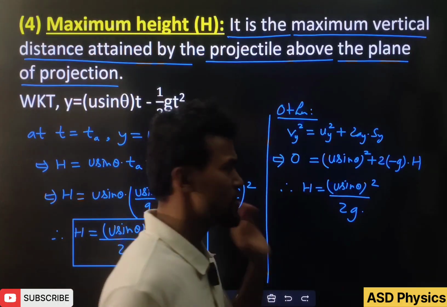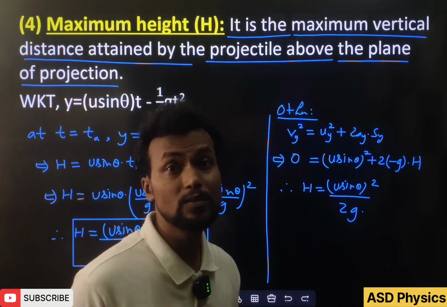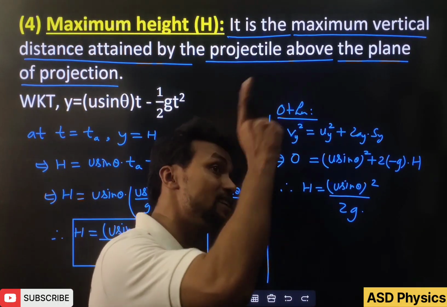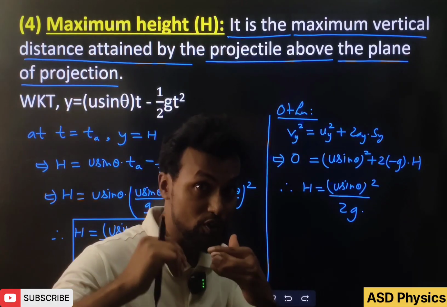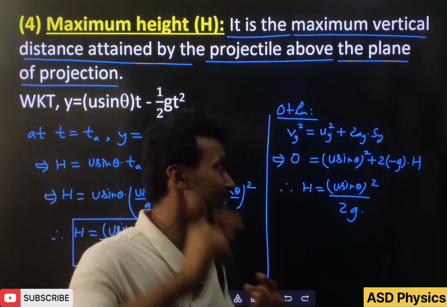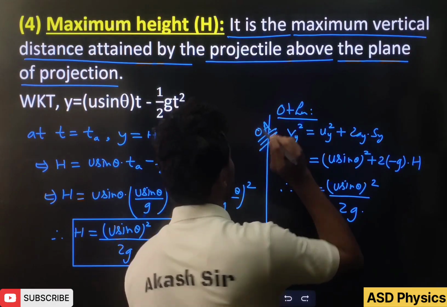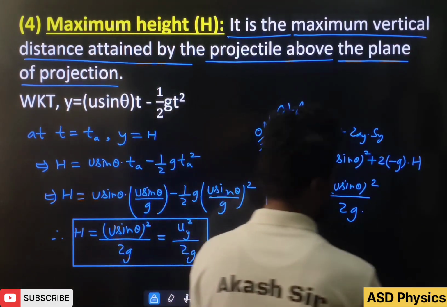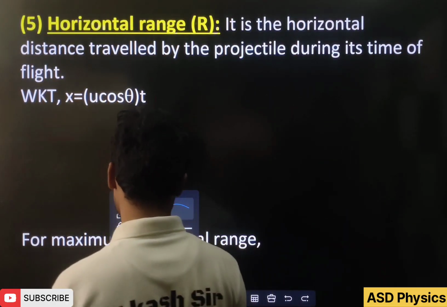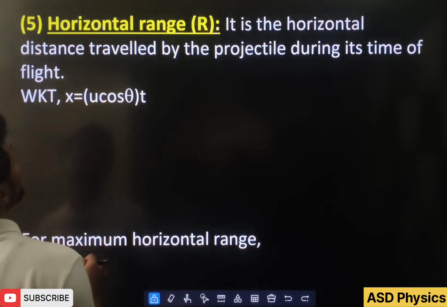But I have just shown you this equation. I have applied it between the projection point O and the highest point A. Okay, remember that. Great. Now students, next we'll talk about the horizontal range.